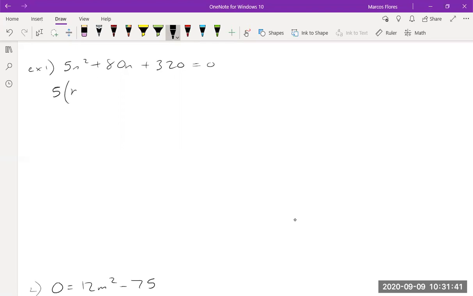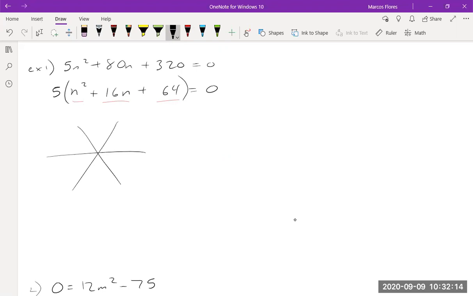You are left with n squared plus 16n plus 64 equals 0. All right, I have 3 terms. What do I do when I have 3 terms? How do I factor those 3? Use Super X. Super X, good.